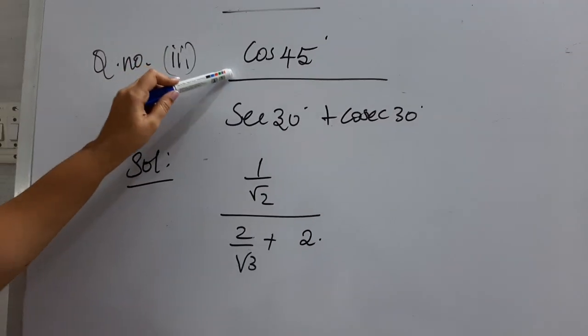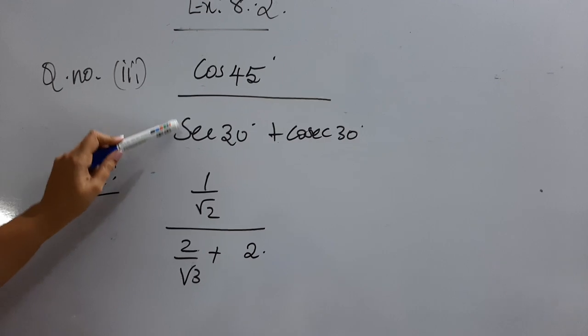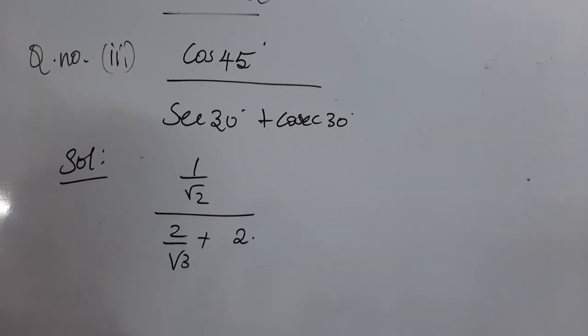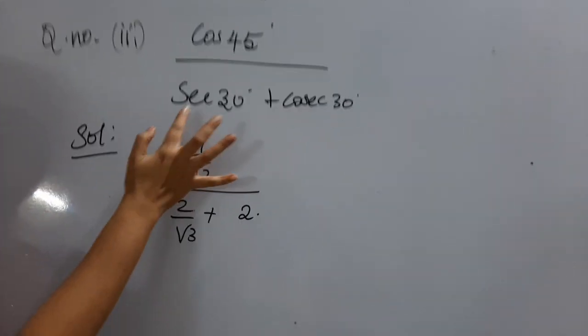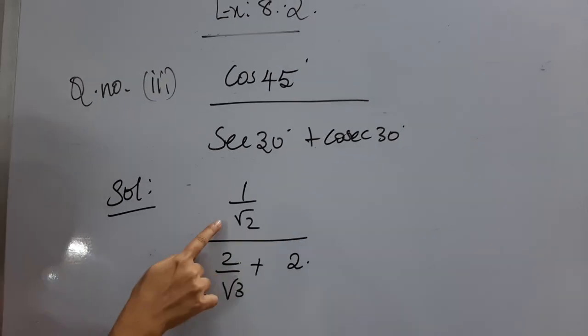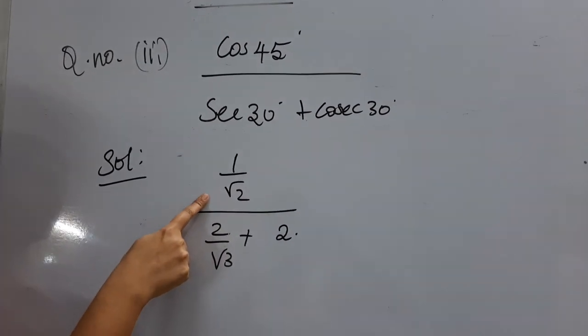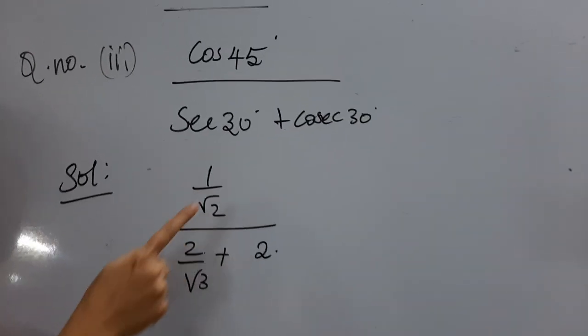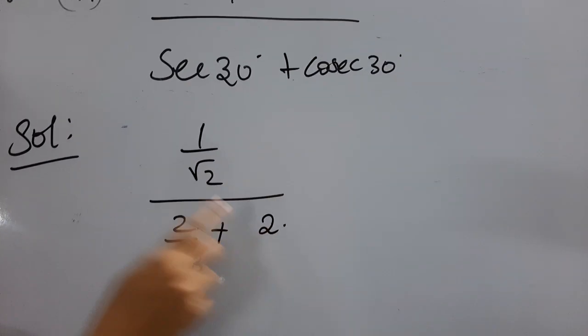Now I am going to evaluate this sum, cos 45 by secant 30 plus cosecant 30. All the values of these terms are written here. How did I write this value? From the table. Cos 45 I wrote, secant 30 I wrote and cosecant 30 I wrote.